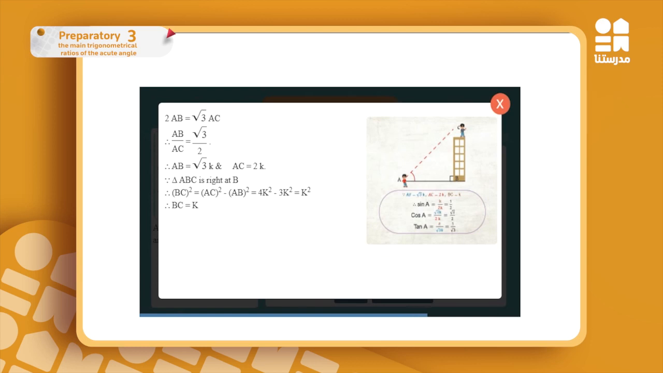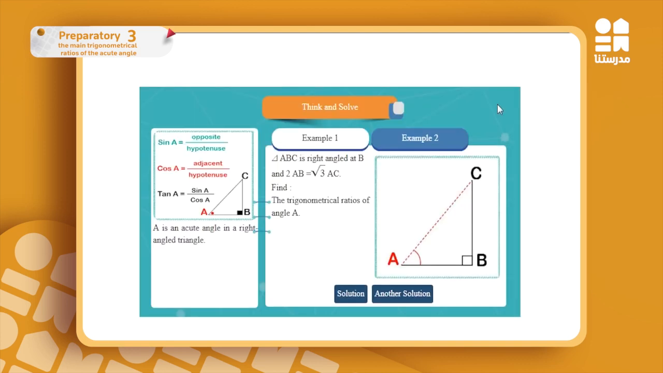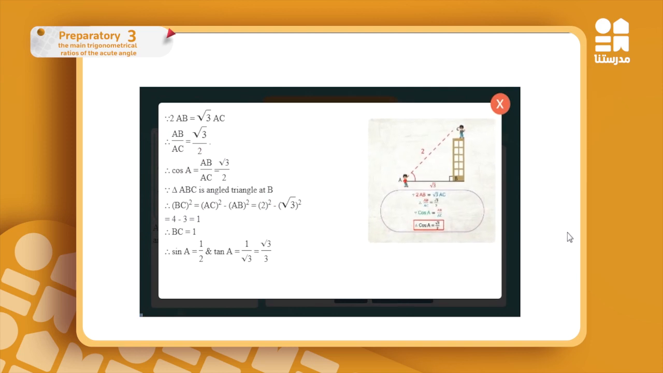Where sine A equals K over 2K, by simplification, it equals 1 over 2. However, cosine A equals square root 3K over 2K, by simplification, it equals square root 3 over 2. Finally, tan A equals K over square root 3K, which equals 1 over square root 3. Beside this solution, there is another solution. Please click on another solution button. Another solution from the same problem.